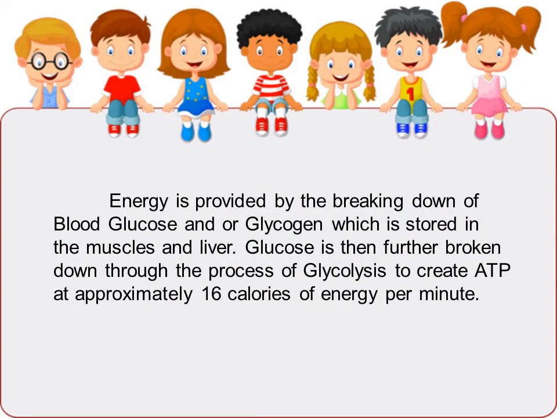Energy is provided by the breaking down of blood glucose and or glycogen, which is stored in the muscles and liver. Glucose is then further broken down through the process of glycolysis to create ATP at approximately 16 calories of energy per minute.